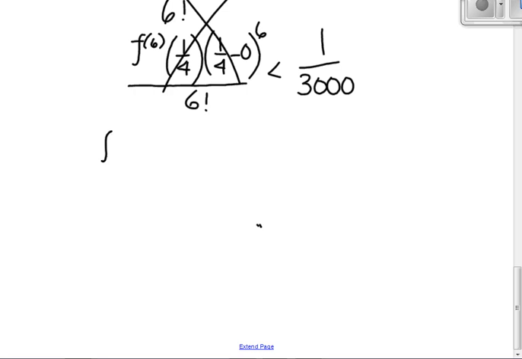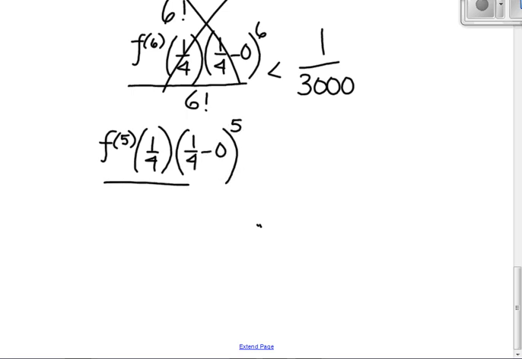It would be the 5th derivative at 1/4, the maximum value, times 1/4 minus 0 to the 5th power over 5 factorial. I know it doesn't make sense to me that we'd be using 5. That's the reason why you did 6, but we'll look at the answers. And then what is the maximum value?